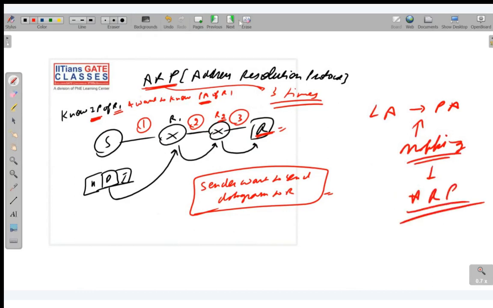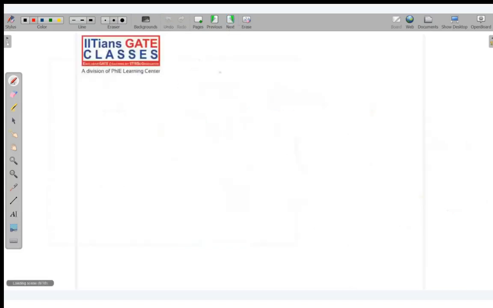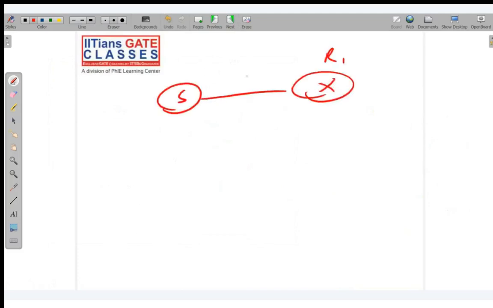Now briefly let me tell you how this ARP will work. Take the snapshot. I will jump to the next slide. Okay, so how is this done? See, this is the sender and this is the router R1. The sender knows the IP address of R1, but it does not know the physical address. So what will it do? It will send an ARP query packet.